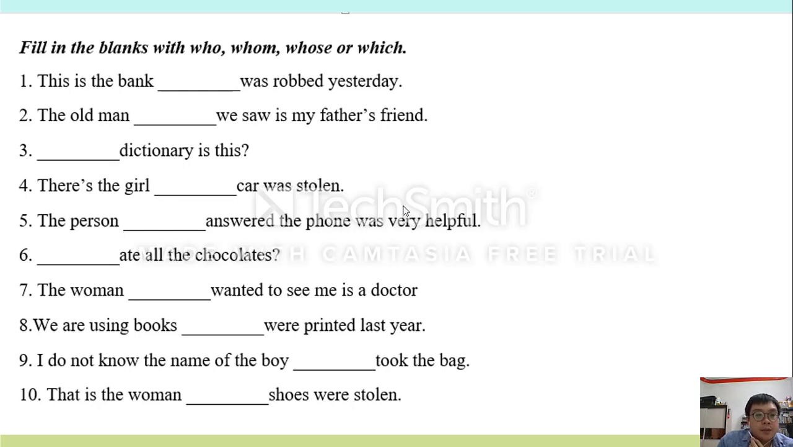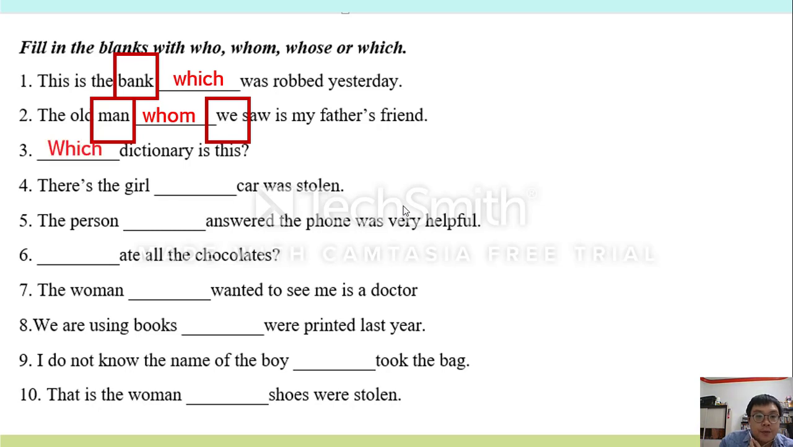So first one, how do we do it? First, I must see the words before the answer. Find the noun, the bank. Now, bank is a thing, right? So after the thing, I use which. Two, the old man. Man is a person, so I can use who, whom, or whose. So I check the word after the answer. I see we. So before I, you, we, they, he, she, it, we should use whom.